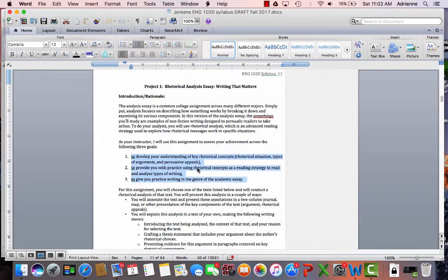We're also going to use those concepts like types of argument, logos, pathos, and ethos to help you read and analyze writing. So any kind of text that you're reading, whether you're reading it to analyze it, like you'll be doing in this project, or you're reading it to figure out how you want to use it as a piece of evidence or to add to the conversation in a research project, you want to be able to identify how the author is piecing together their work.